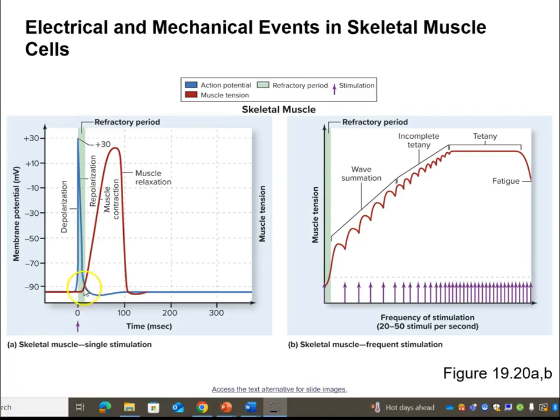So you could potentially stimulate this muscle cell as soon as right here, and you would get another contraction. And you can see that over here, you see summation of the contractions until you get to tetany, where it's just a sustained muscle contraction. And this is in response to frequent stimulation.